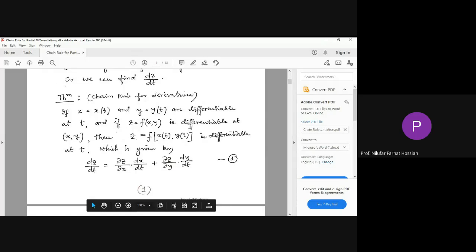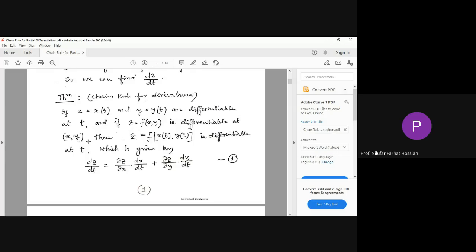And this is the theorem. If x is a function of t and y is a function of t, and these two functions are differentiable at any point t, and if z equal to f of x, y is differentiable at the point x, y.